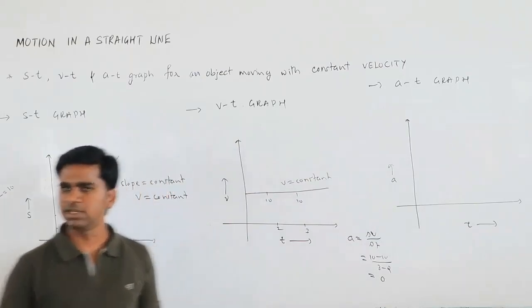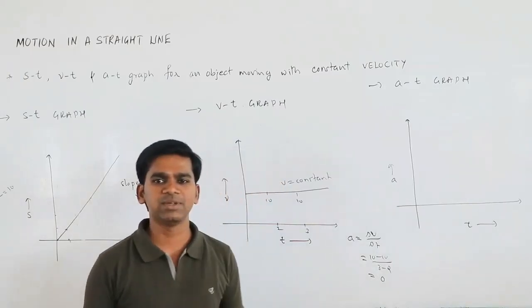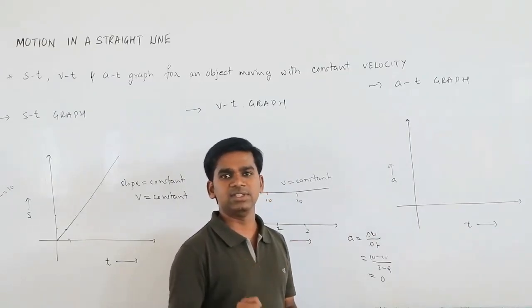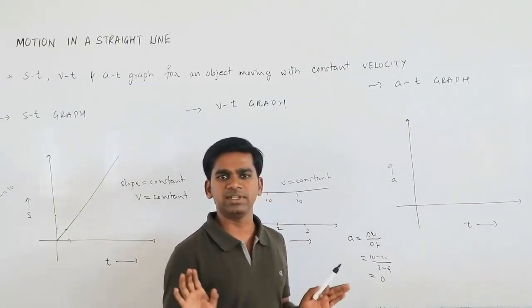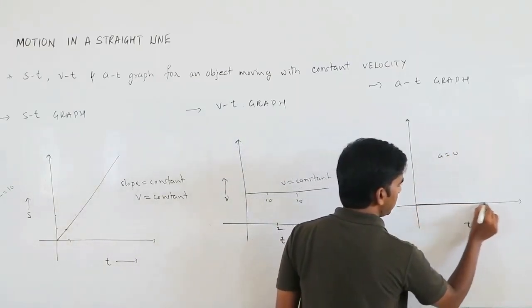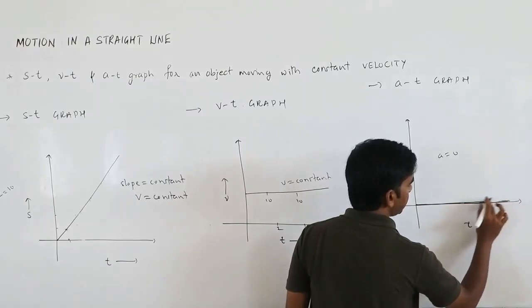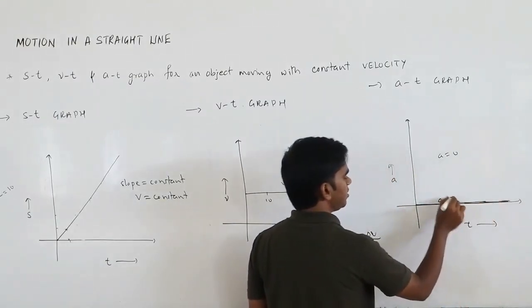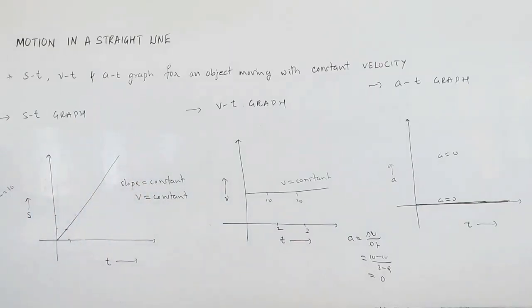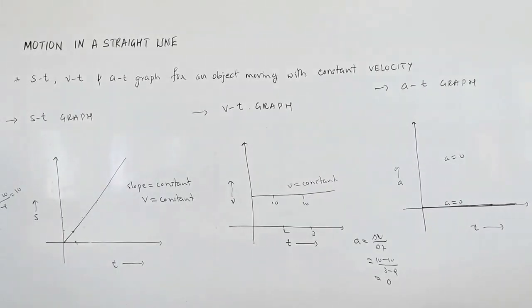When velocity is not changing, you are moving with some constant velocity, it means you are not accelerating, so your acceleration is 0. You simply have some value and you are just sitting on the vehicle. So acceleration is going to be 0. Your graph is coinciding with your time axis, means it is coinciding with your x-axis. So this is acceleration equals 0. These are the position time, velocity time and acceleration time graphs for an object moving with constant velocity.